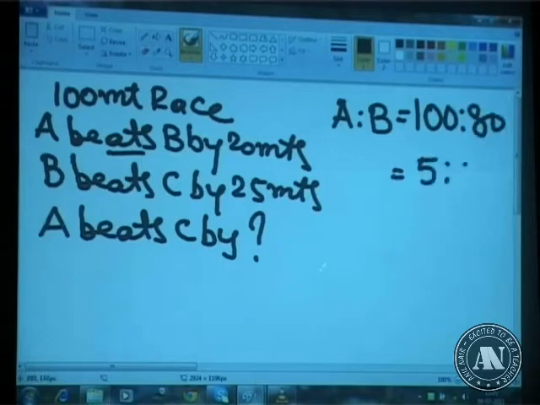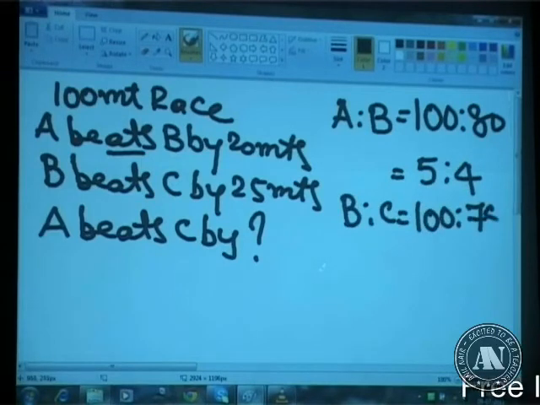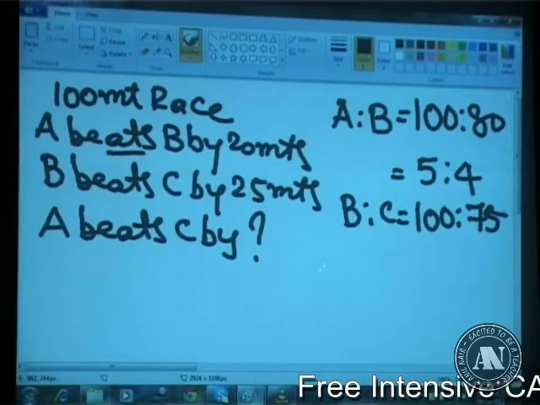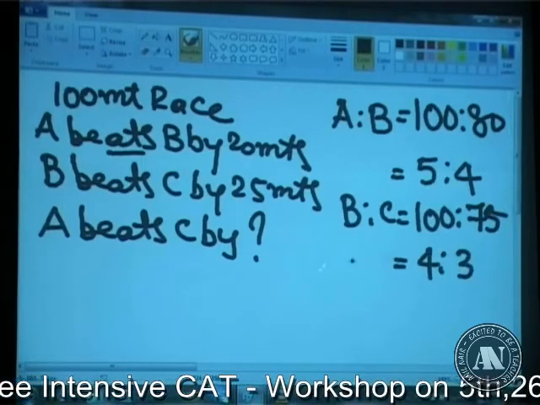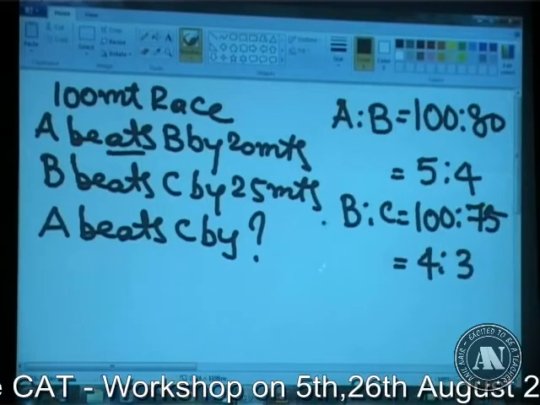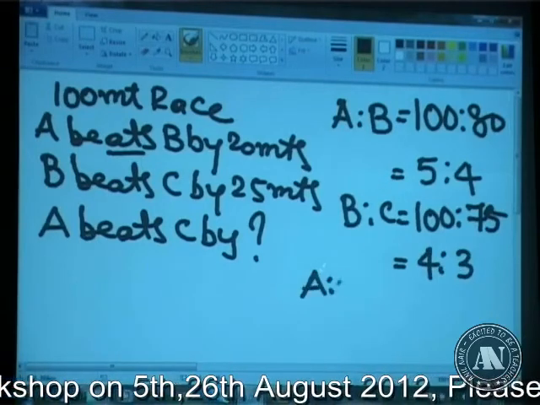25 fours are 100, so that is 80 to... B is to C: if B runs the entire 100, B will beat C by 25. That means C will run only 75. Agreed? So this will become 4 is to 3. So A is to B is to C.